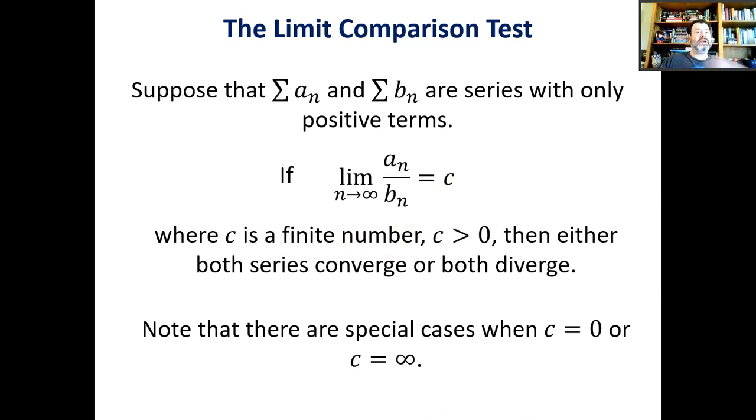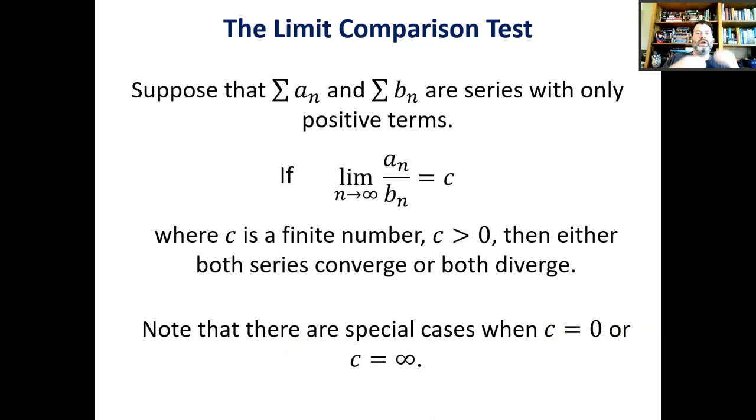This is pretty interesting. It's pretty powerful, but again, it is flawed. It is based on your choice of a comparison series. If you choose badly, you might get c equals 0, which is inconclusive, and you might get c equals infinity, which is inconclusive. That's the last slide. I'll show you how that works, the c equals 0 and c equals infinity, later.